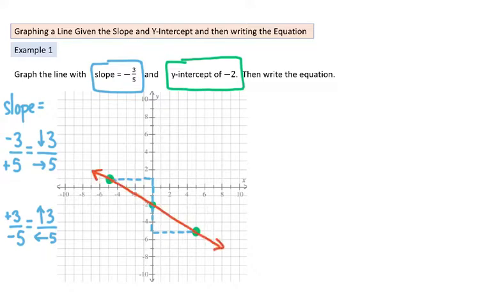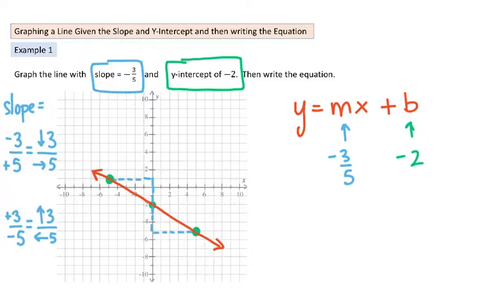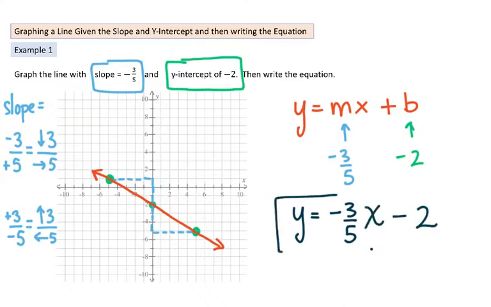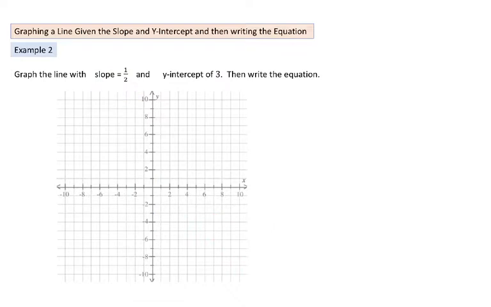And from this point, it should be simple enough to write the equation of the line, even though it was not given to us. The slope was given to us as minus 3 over 5. The y-intercept was given to us as minus 2. So then all we must do is replace those two numbers. y equals minus 3/5 x minus 2. So there's our equation.